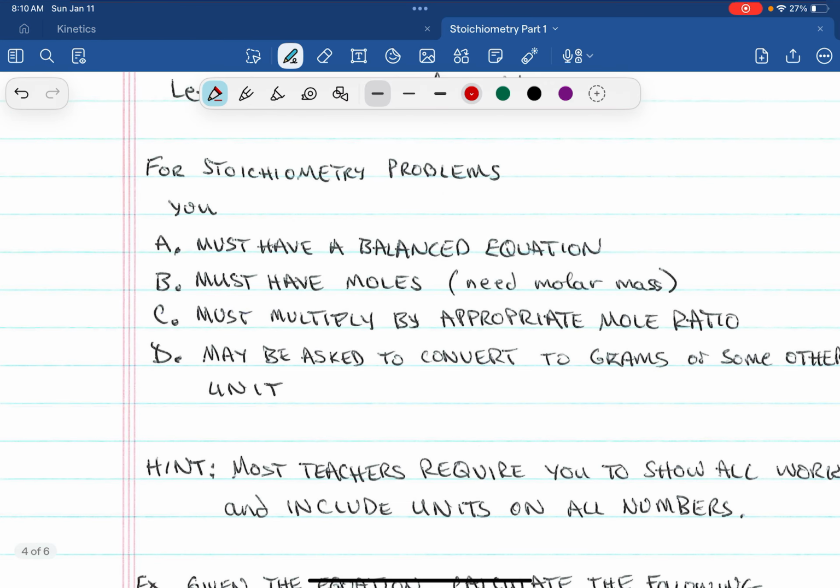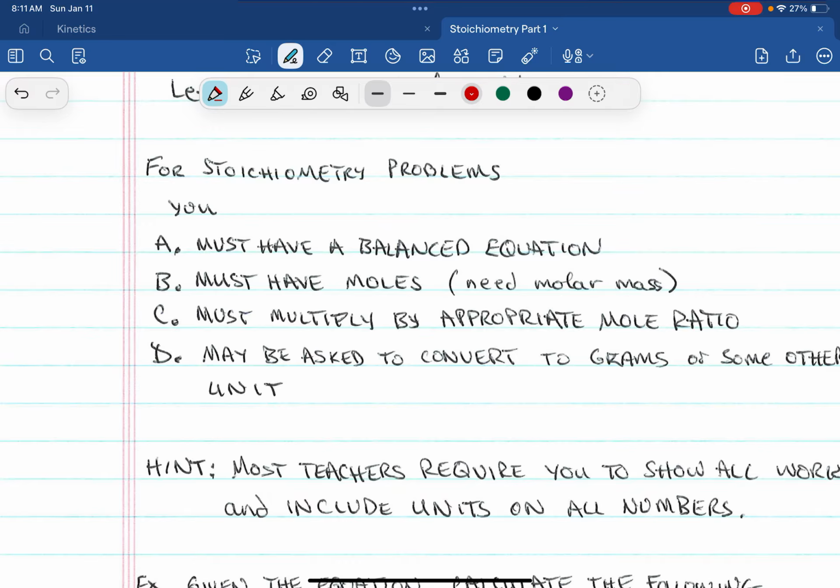When we're doing stoichiometry problems, A, you must have a balanced equation. I'm not going to give you any unbalanced equations today. I'm going to assume you already know how to balance equations, or you wouldn't be doing stoichiometry. If you don't know how to balance equations, wow, figure that out. Maybe I'll make a video on that at some point.